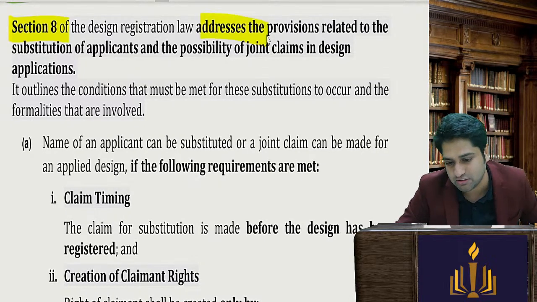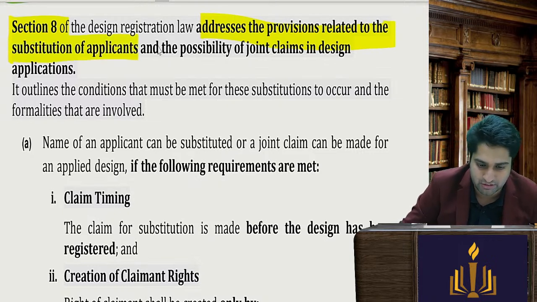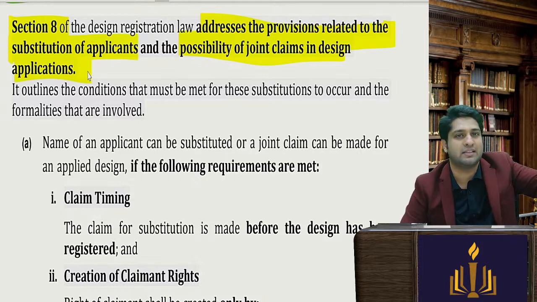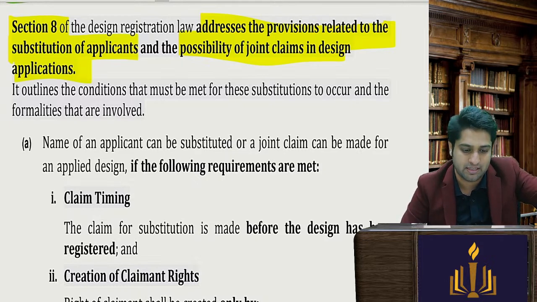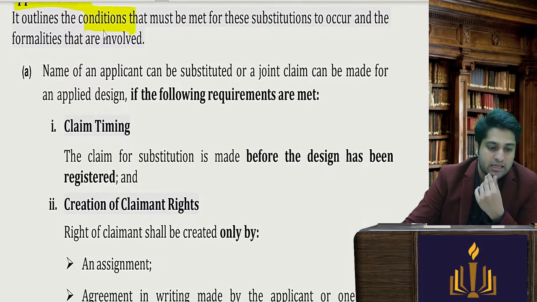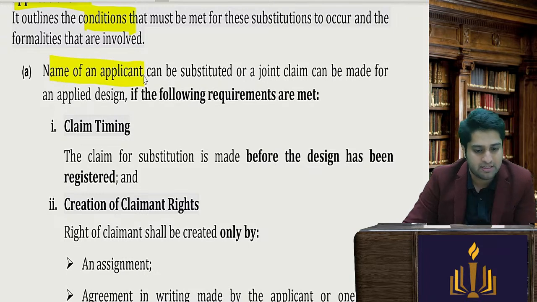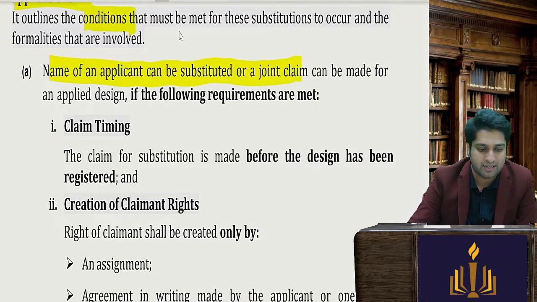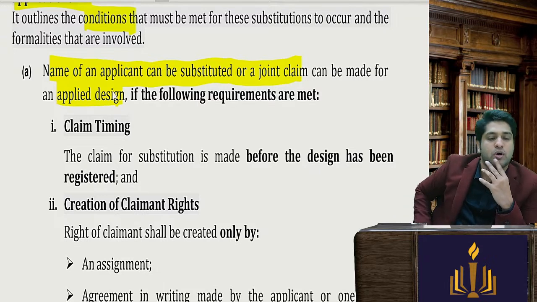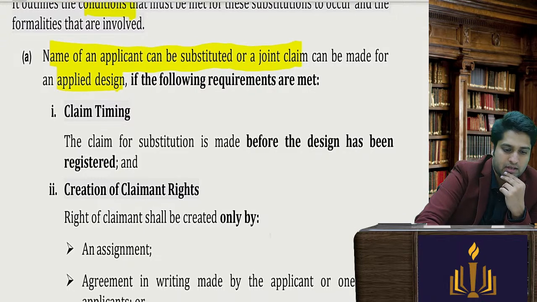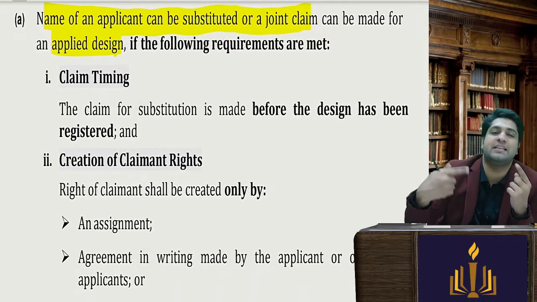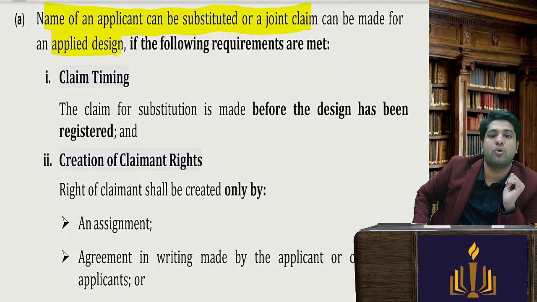Section 8 addresses the provisions related to substitution of application and the possibility of joint claims. I told you that there can be a court case or something like that. So conditions have been given here. The name of the applicant can be substituted or a joint claim can be made for an applied design. So what are they saying? I want to substitute the name of the applicant, or I want my name to be added with the applicant, if the following conditions are met.